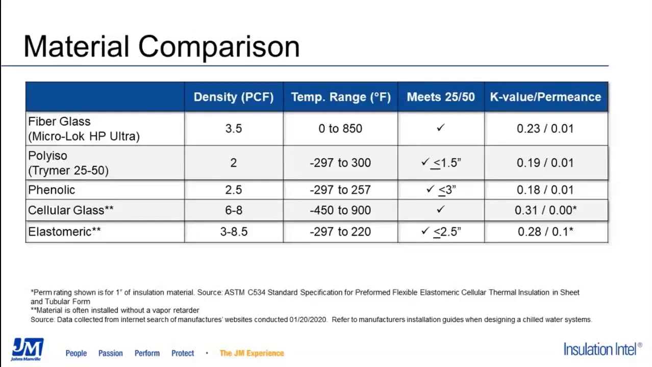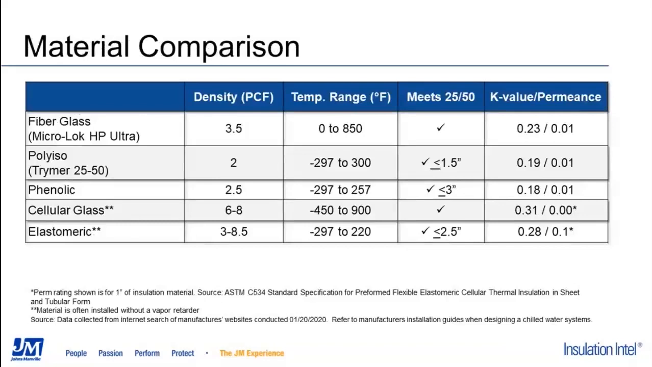This slide shows the same materials we just reviewed alongside their densities, service temperature ranges, and whether or not they meet 25/50 flame smoke rating. Again, for PIR and phenolic, it's important to emphasize that for application on a chilled water system, you are extremely unlikely to need thicknesses greater than 1.5 inches. I won't spend too much more time on this slide.